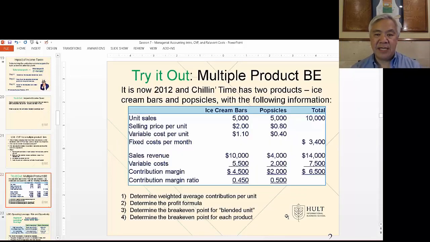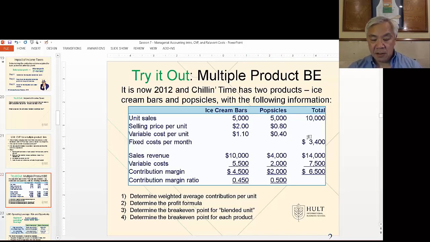So here's the data for an example with multiple products. Now we have two kinds of products. We have ice cream bars and popsicles. And now we have two columns here. One is for ice cream bars. How many do we sell? 5,000. Price is $2. Price went up. And then the variable cost is still $1.10. And then popsicles, we sold 5,000 and it's 80 cents and the cost is 40.